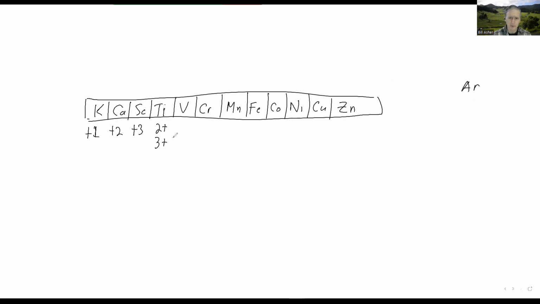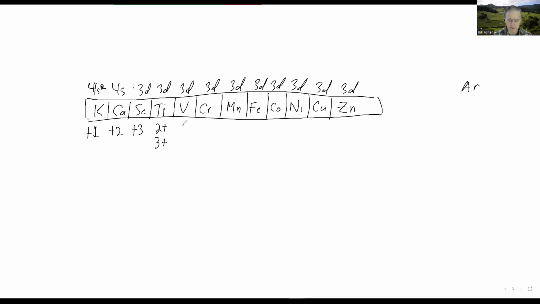But if scandium loses these electrons here, the configuration is 4s2, 3d.